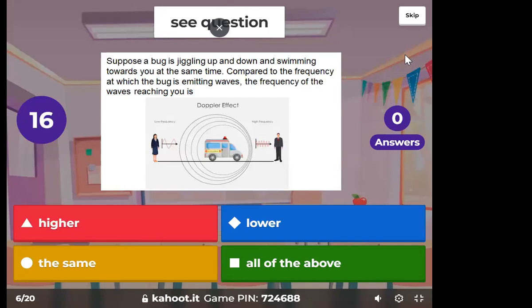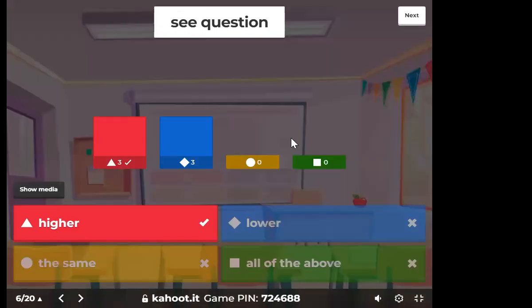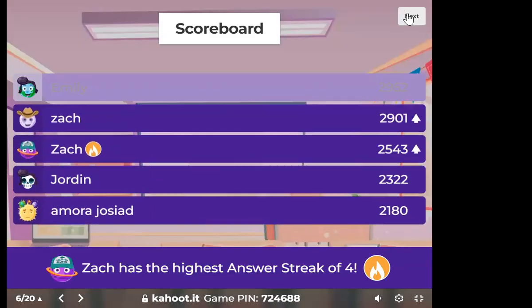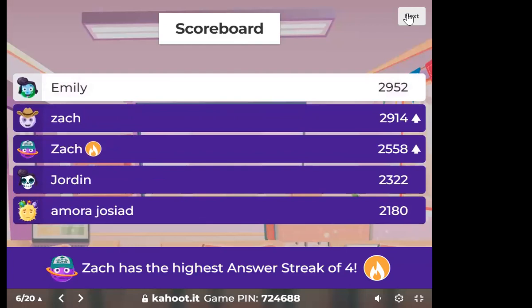A bug jiggling up and down is swimming towards you at the same time. Compared to the frequency the bug is emitting waves, what is the frequency of the waves reaching you? Yes, it is a higher frequency. You guys know this Doppler effect? If the bug's jiggling up and down like bloop, bloop, bloop, but it's swimming towards you, those ripple waves reach you like bloop, bloop, bloop, bloop, bloop. That's a higher frequency of wave crests reaching you. And if it was a sound wave, it would be a higher pitch.